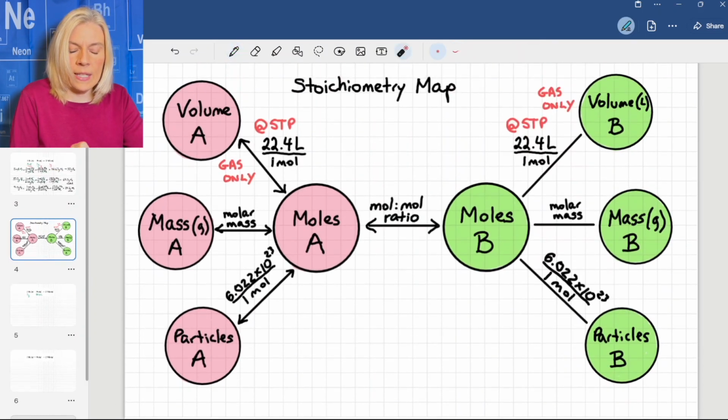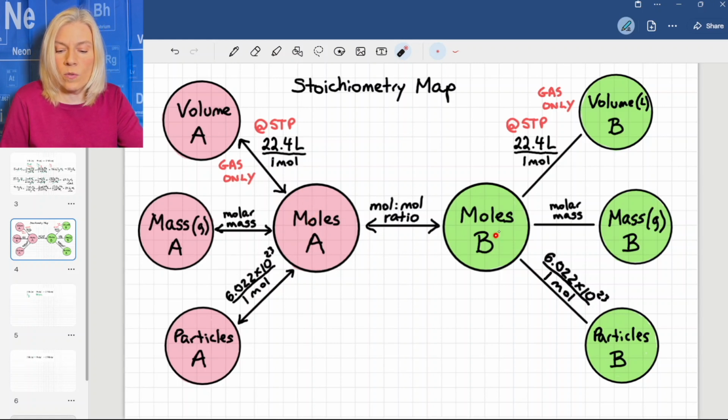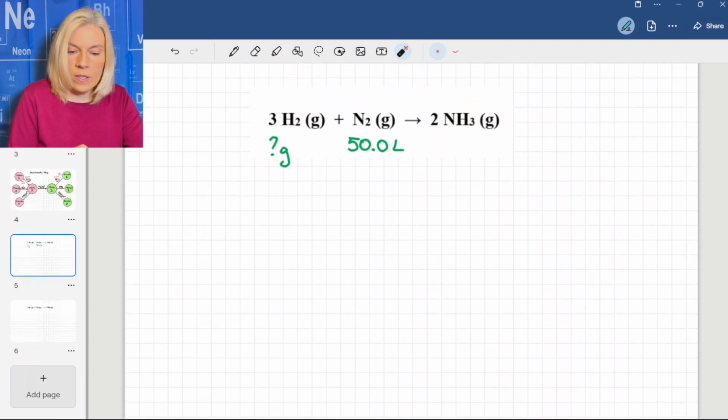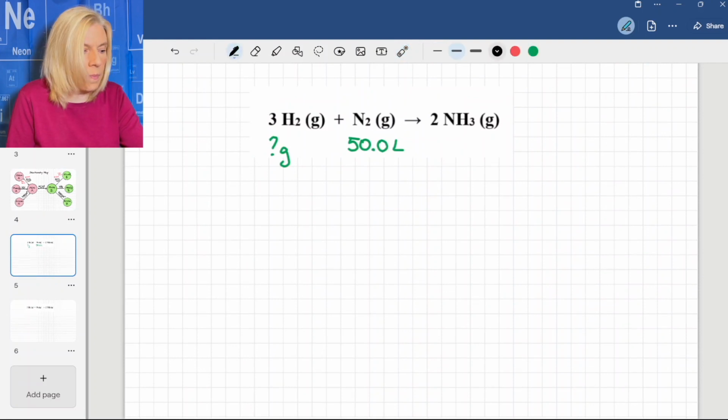And I am starting with volume of A. I'm starting with volume of nitrogen. So if I use 50 liters of nitrogen, how many grams of hydrogen? So here is my 50 liters. I need to go to moles, right? Moles of nitrogen. Then I'm going to go to moles of hydrogen. And then I can figure out mass of hydrogen right here. So that's my plan. Let's do that. That seems like a great plan.